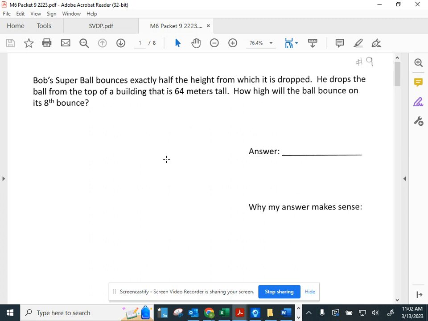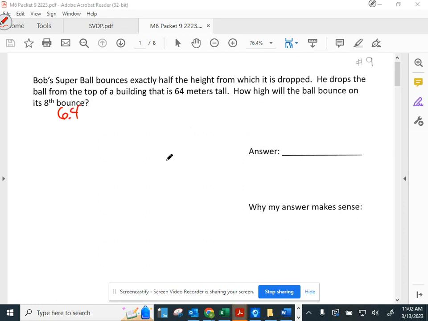Hello, today we are working on math packet number 9. Our first page says Bob's Super Ball bounces exactly half the height from which it is dropped. He drops the ball from the top of a building that is 64 meters tall. How high will the ball bounce on its 8th bounce?